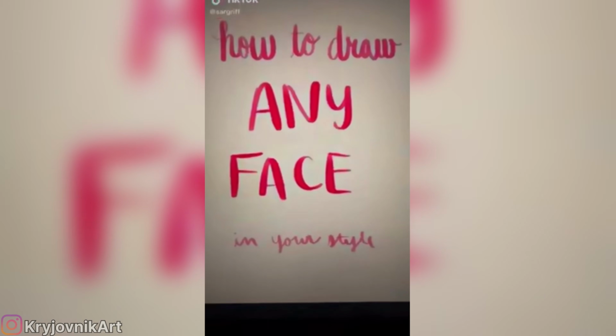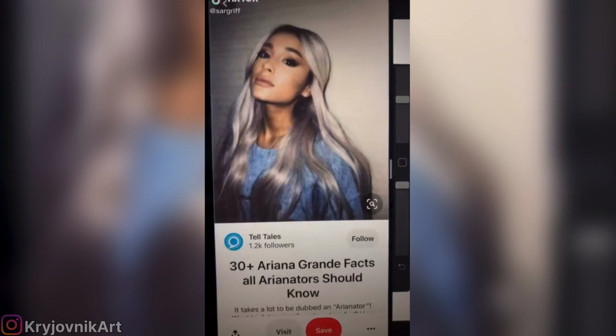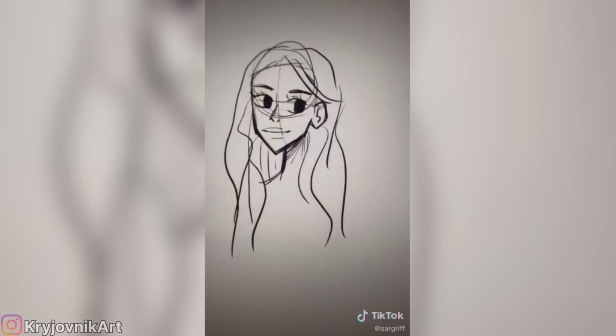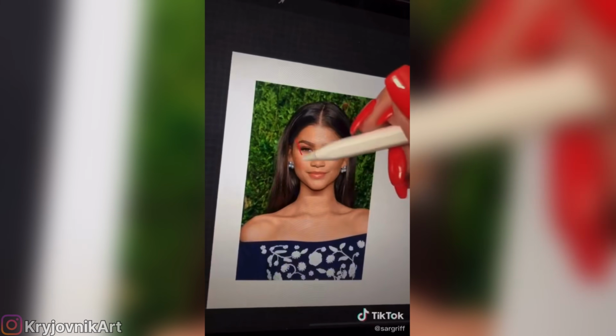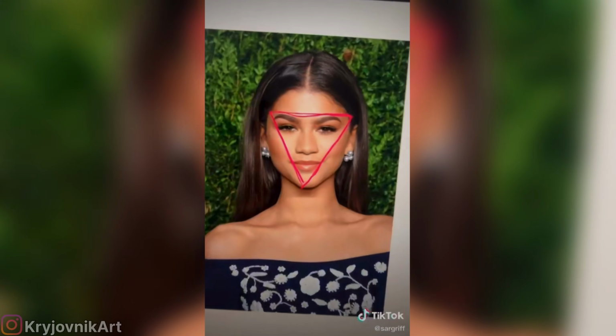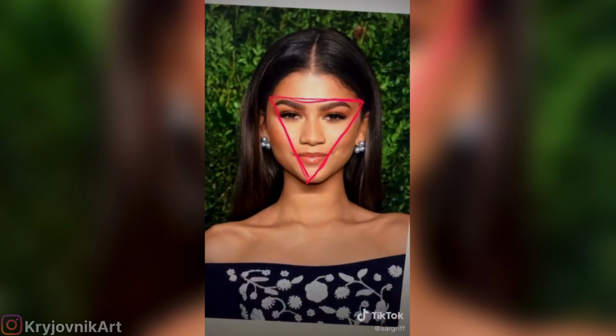How to draw any face in your own style. This is for artists who try to draw a specific face but end up drawing every other boring face they've ever drawn. When you want to draw a specific person, the most important thing to keep in mind is the magic triangle. The proportions and features in this triangle are what make a person a person.